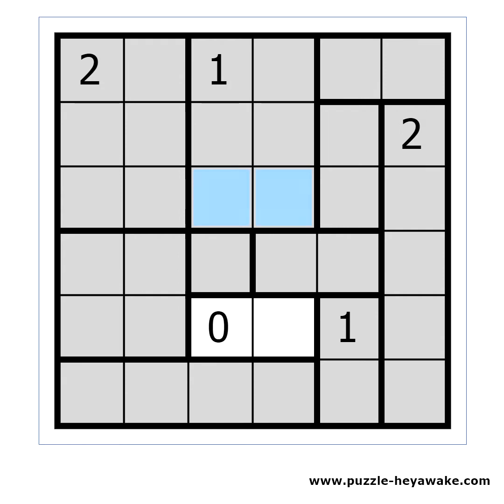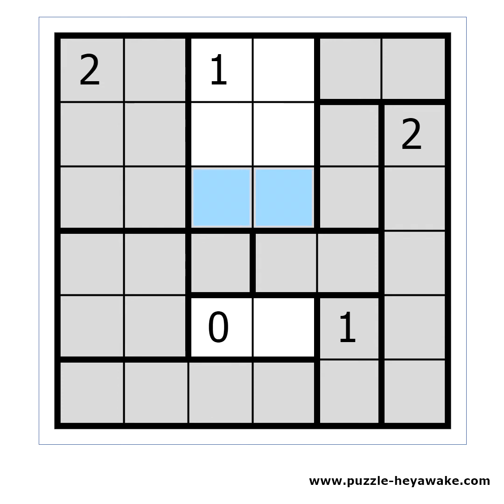Let's imagine they were both white. Now, to avoid whites passing through more than two regions, we should place two blacks next to each other. This violates the rules, so at least one of our blue cells must be black. That region should have one black cell, so the rest of the cells must be white.